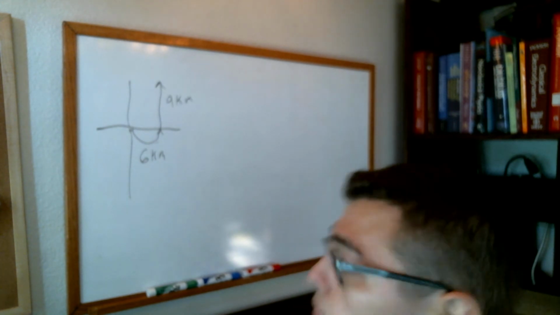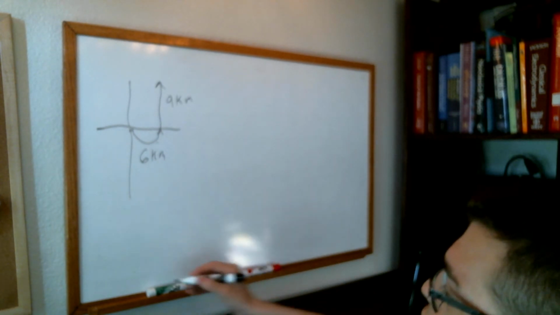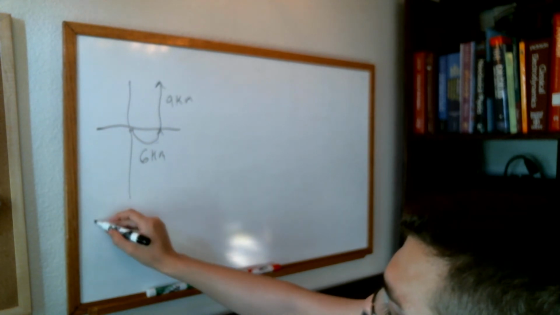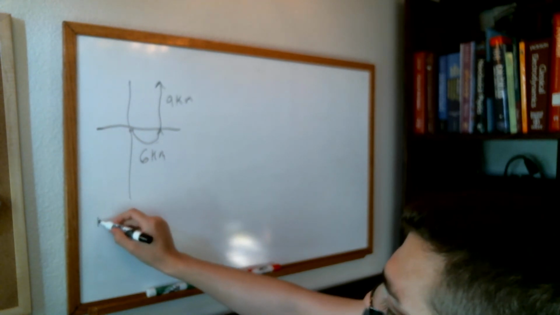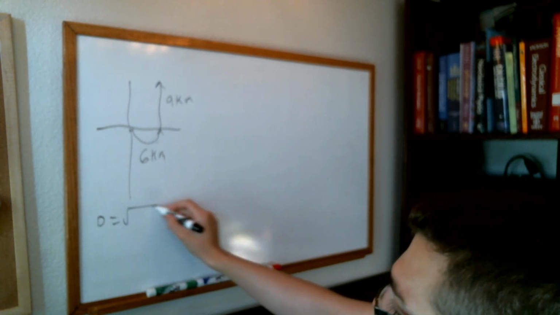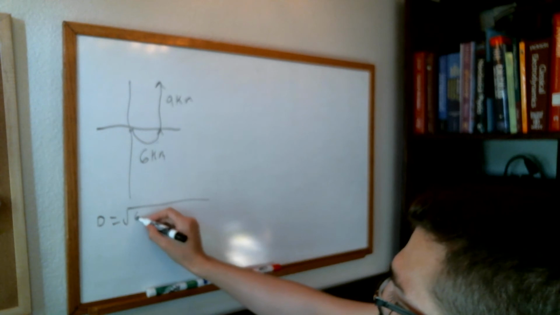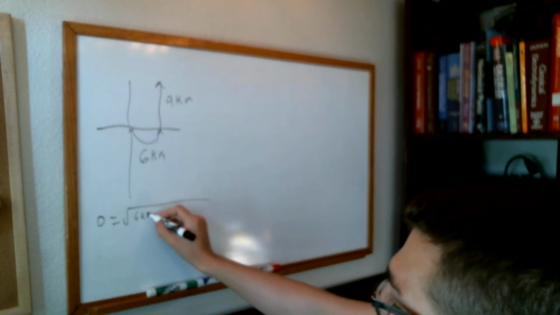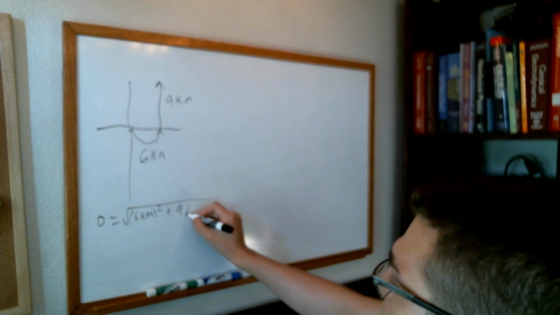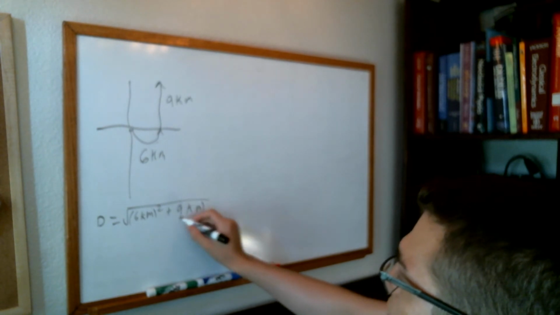What we're going to do is we'll use the Pythagorean theorem, and here's your formula here. We can use distance or displacement, d. d is going to be equal to the square root of 6 kilometers squared plus 9 kilometers squared.